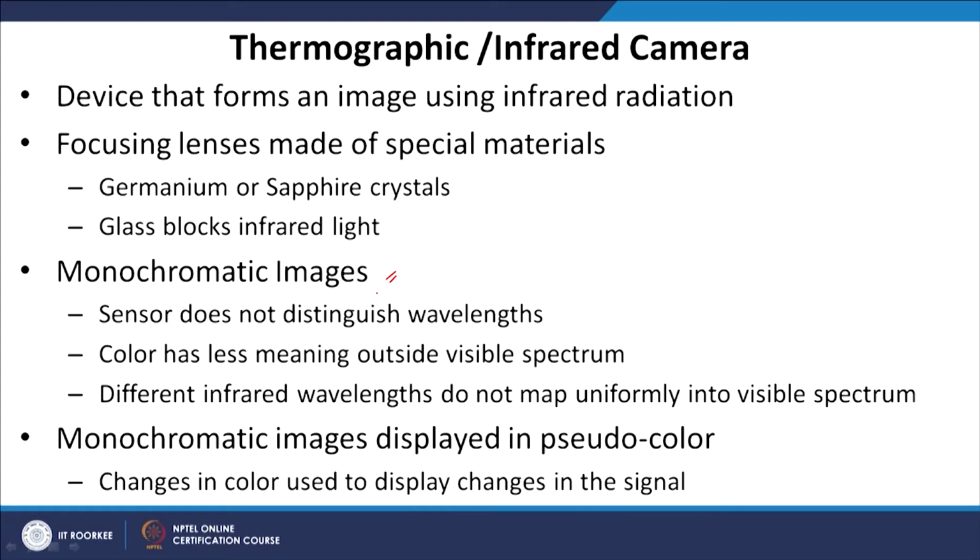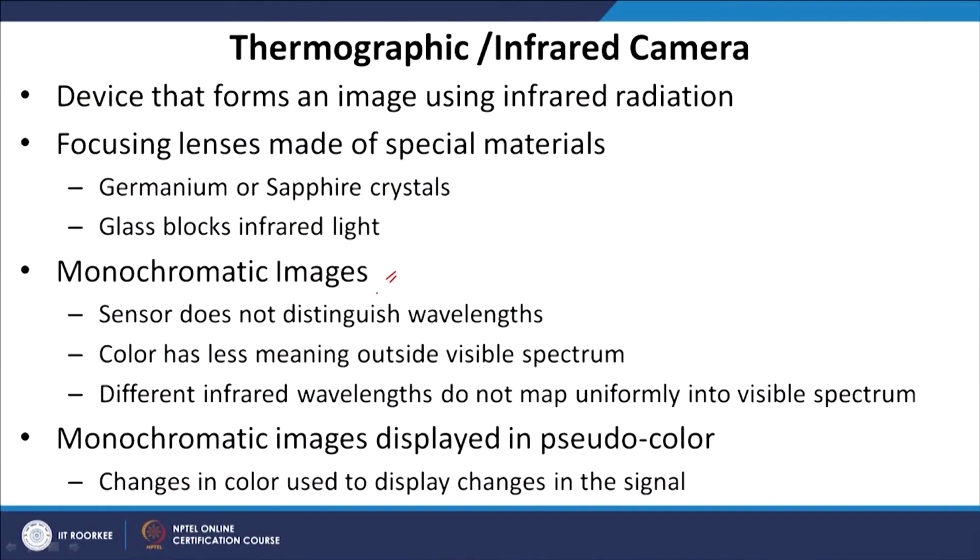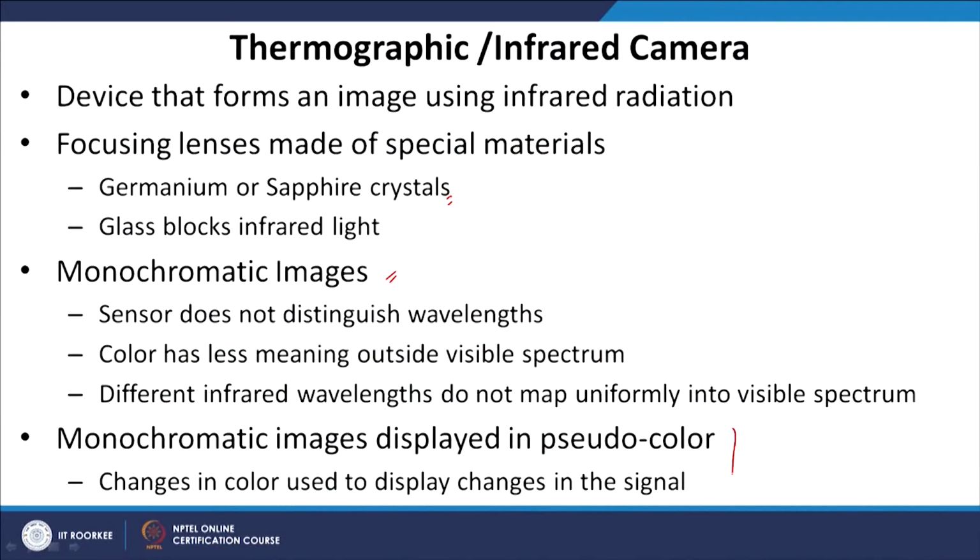Also, the lenses made in these cameras are not of glass, because glass absorbs a significant amount of radiation in the infrared. So, you cannot make lenses for this camera from glass. Rather, germanium and sapphire crystals are used to make lenses for these types of cameras. Now, color does not have any meaning in infrared, so mostly the sensor in an infrared camera is monochromatic, and what you see as color is basically a pseudo color. Pseudo color is basically used to display the intensity.